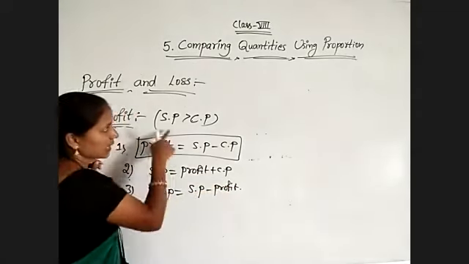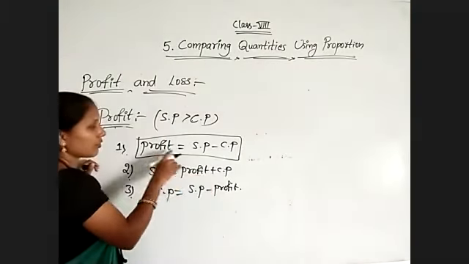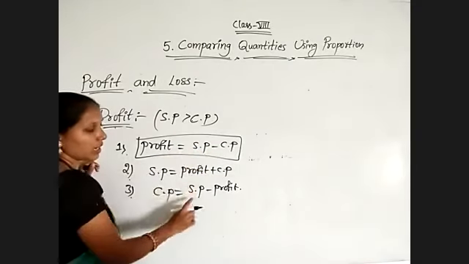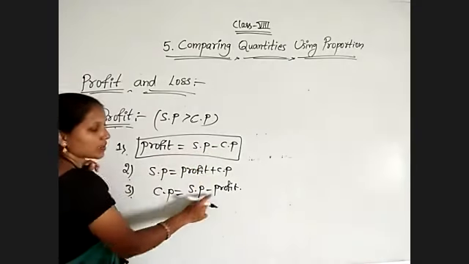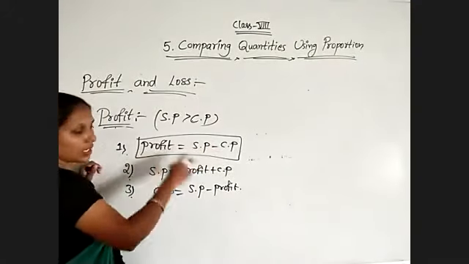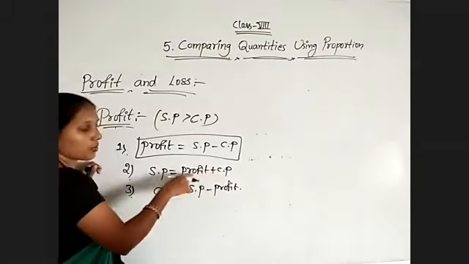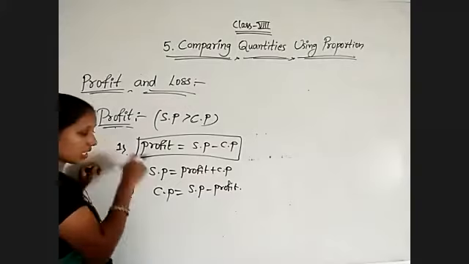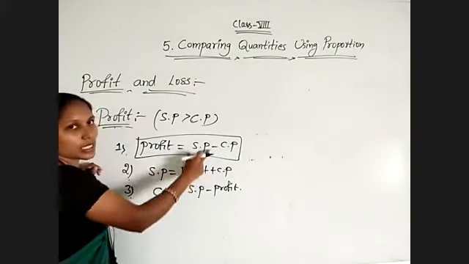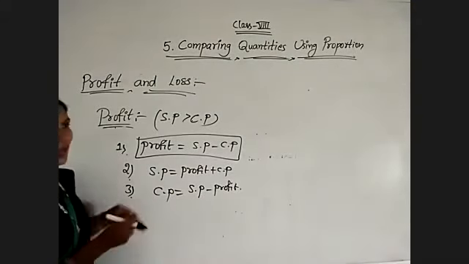Just remember, in case of profit, SP is more. To get the SP value, we have to go for addition. For the remaining two, we have to do subtraction, the greater value minus the smaller value. See, SP minus CP is profit. SP minus profit is CP. CP plus profit is SP, because here SP is more. To get SP, we have to go for addition. In the remaining two cases, we have to do the subtraction. That's all, and this is only about profit.